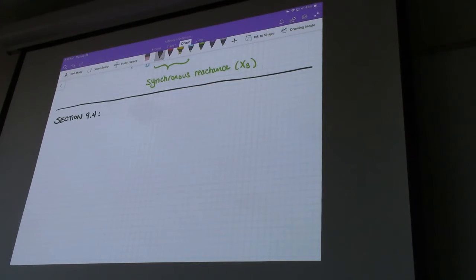But now we can do, I think, the more interesting part, which is taking this circuit and seeing how it reacts in certain other conditions. We can look at short circuit conditions and open circuit conditions, and this will give us some insight into the way that a synchronous machine reacts to certain external stimuli. Okay, so section 9.4 talks about power output, stability, and loss of synchronism.